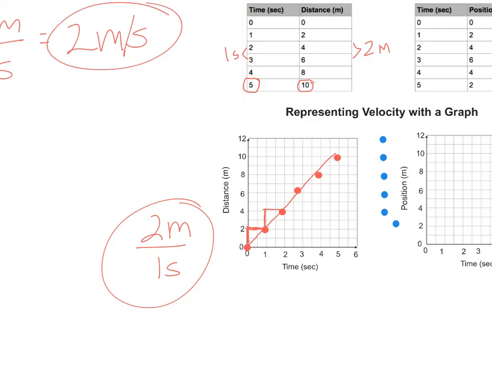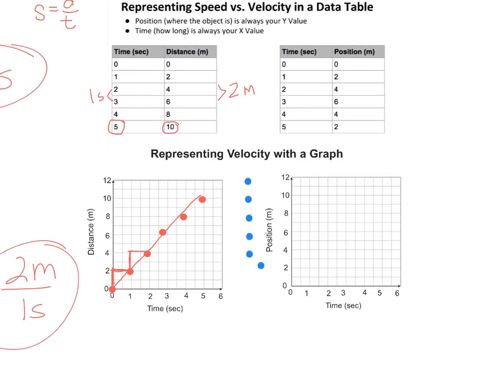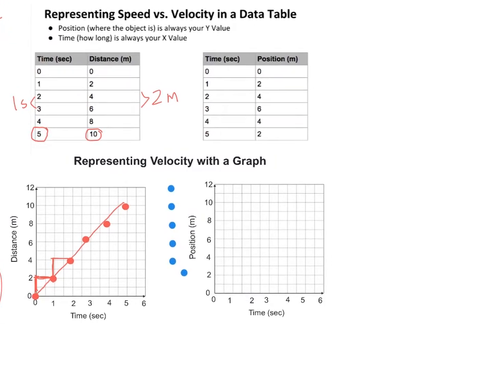Now, we've described the speed of this object. Let's take a look at its velocity.